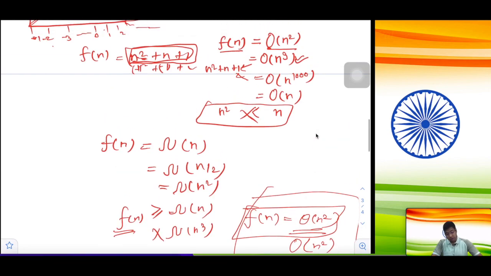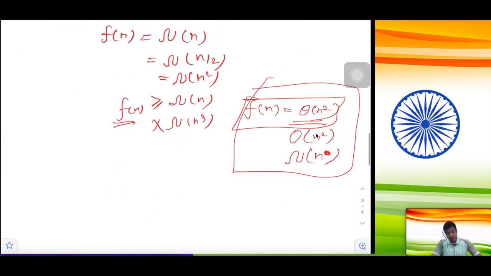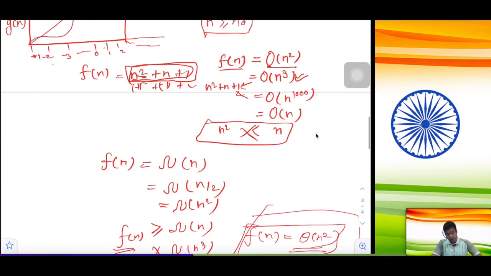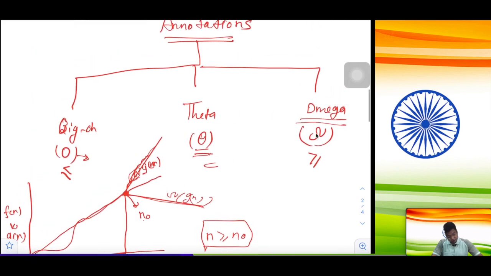Because the bound is always below the function, I am not taking any exceptions here.